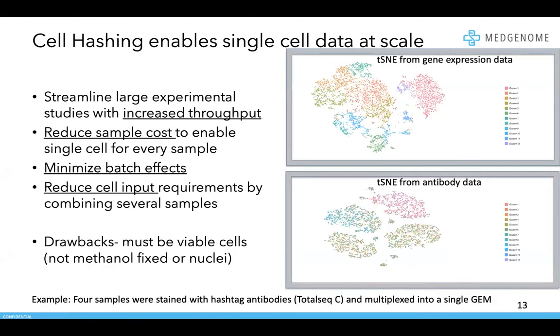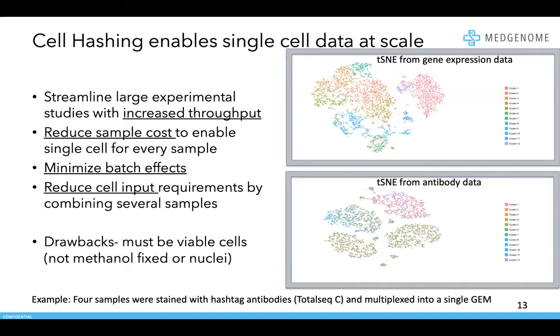So going into cell hashing, who is this used for? Again, the main point of it is to combine your samples and make a single gem. So of course, the first advantage of cell hashing is that it can increase the throughput of a project. You can process more samples with fewer reagents, and of course, that's tied to a reduced sample cost.